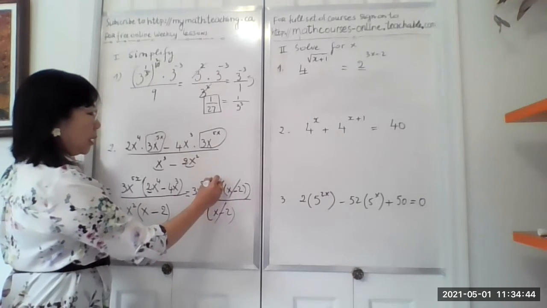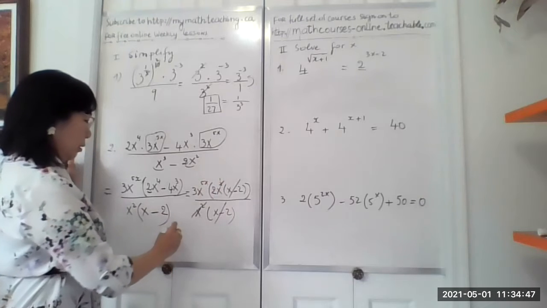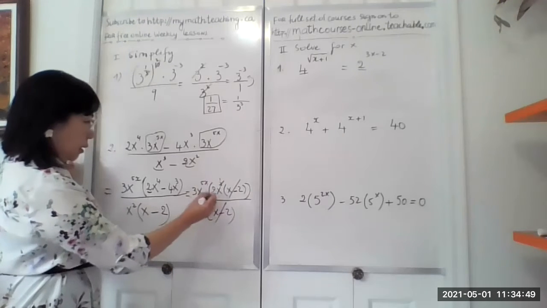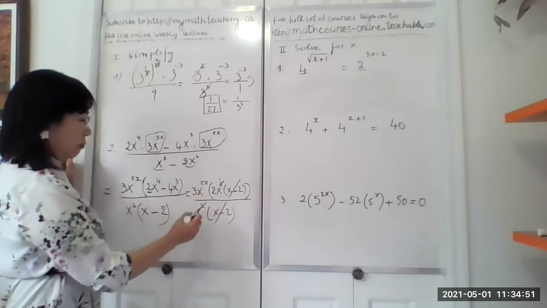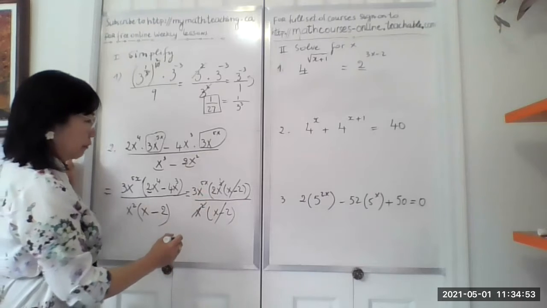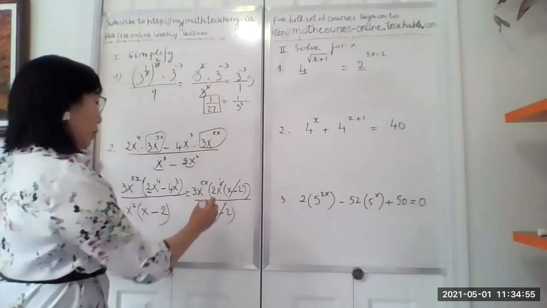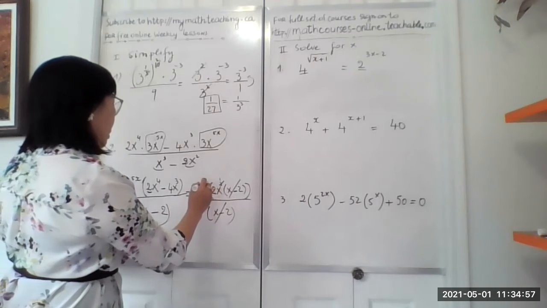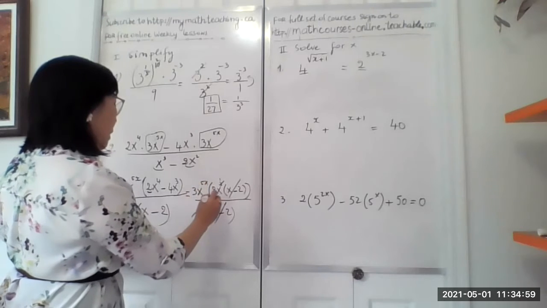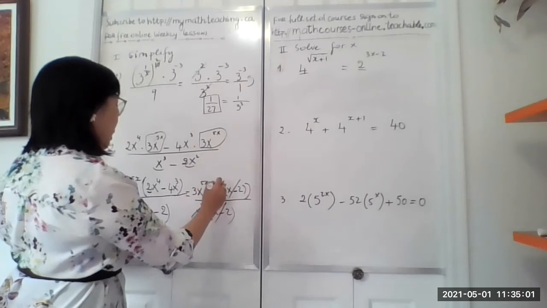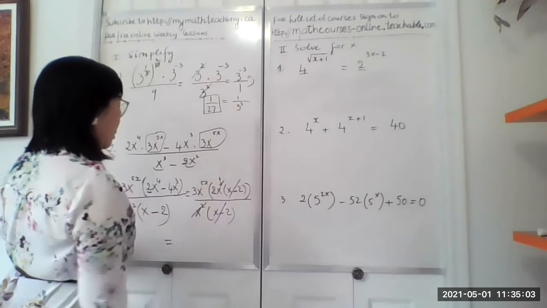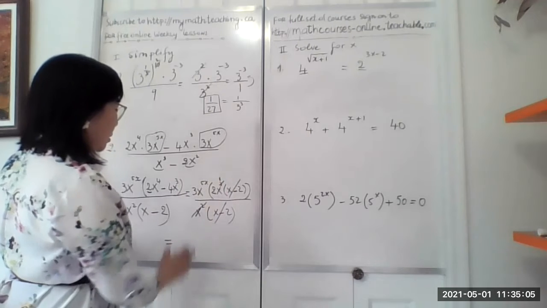And on the top, it is left with power 1 on top here. So at this point, there is nothing I can simplify further, because this is power 5x and this is x to the power 1. So let me see.